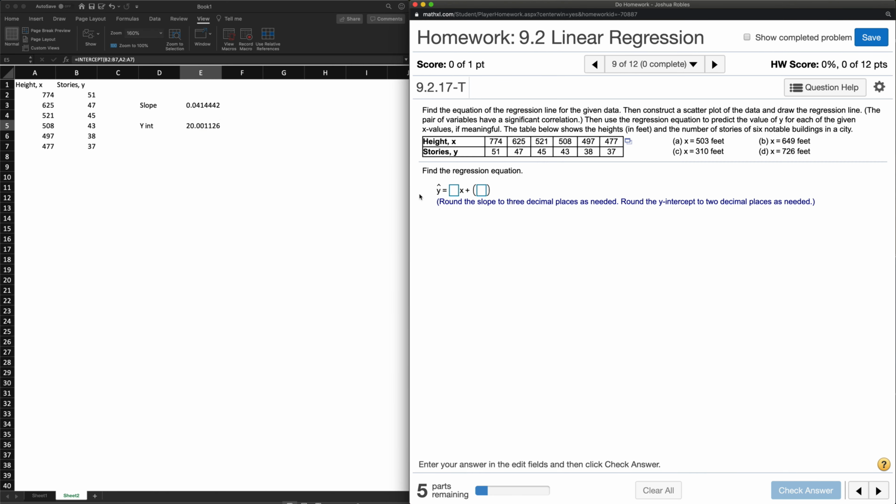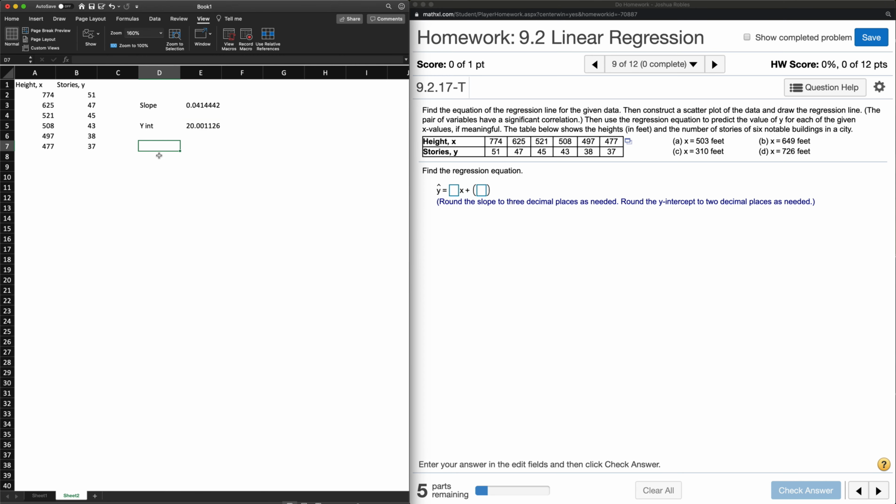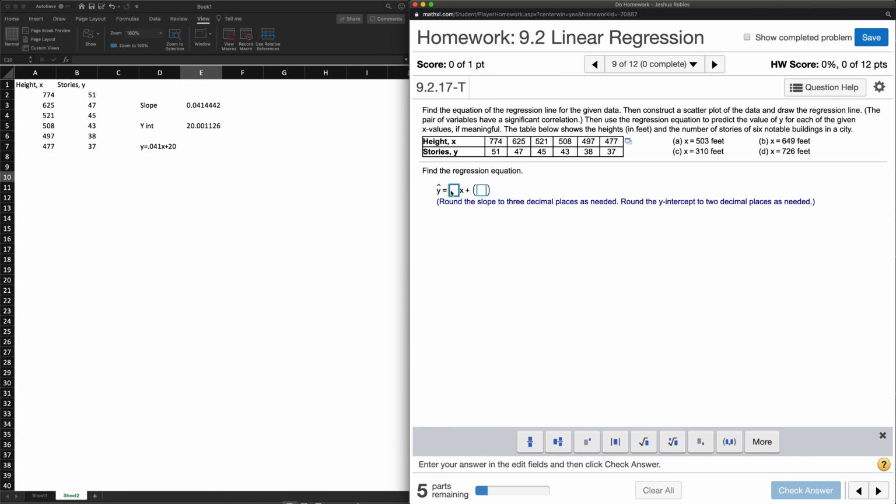All right, so our regression equation is going to be y equals that slope. This will want 3 decimal places, so 0.041 times x plus the y-intercept. This wants 2 decimal places, so that'll be exactly 20. So this is the equation that relates these variables here: 0.041 times x, that's the slope, and the y-intercept will be 20.